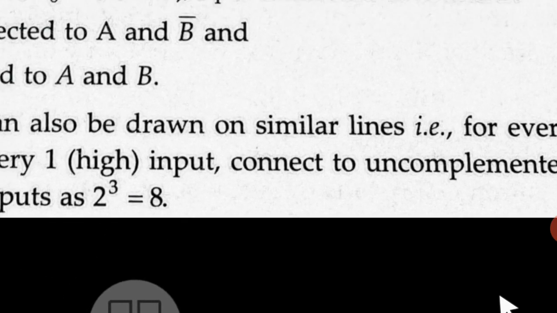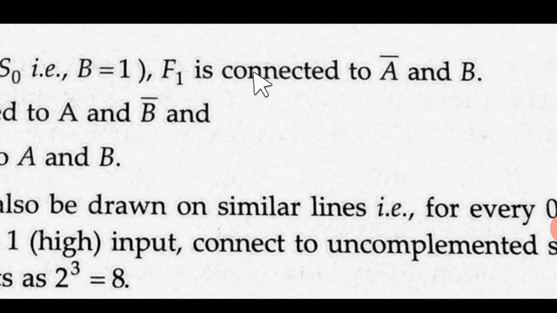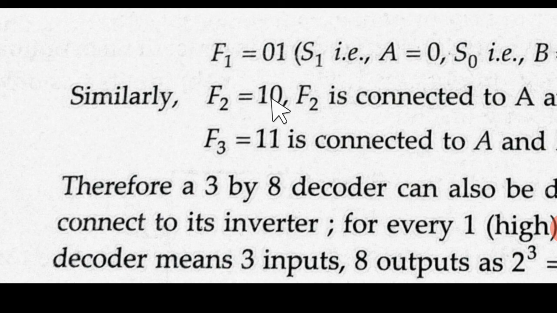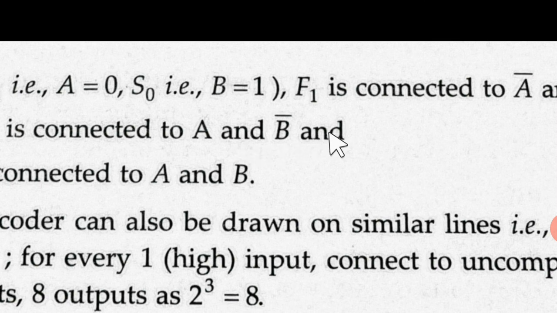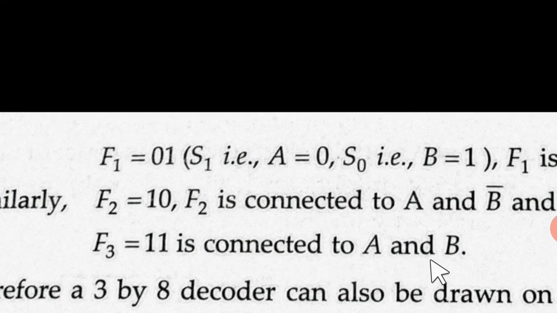Now students, here you can see F1 is 0 1, where S1, that is A, is 0, and S0, that is B, equals 1. So F1 is connected to A dash or A bar, and B. Similarly, F2, which is 1 0, is connected to A and B bar, and F3, 1 1, is connected to A and B. So I hope everybody has understood it well.